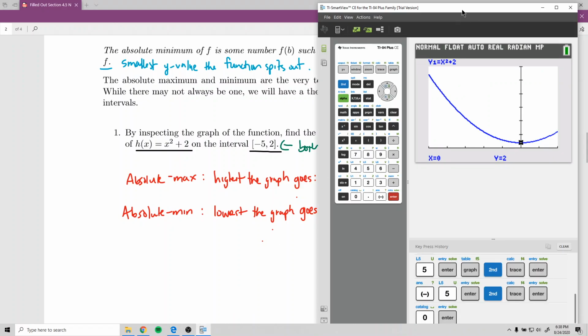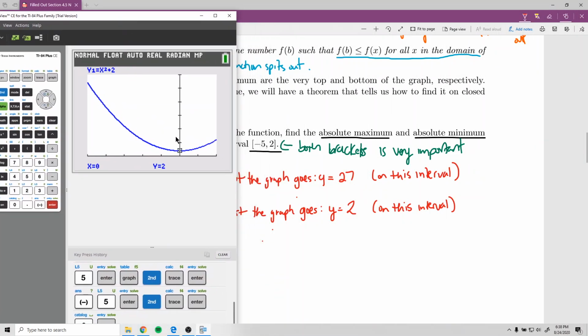Right, now the absolute minimum here occurred at the vertex of the parabola, but we know that this is also called the local minimum because it's the lowest the graph goes around here. And we figured out how to find the local minimums before. That's what section 4.1 is all about. We figured out the local minimums by finding the critical values, making a sign chart, and then going through the process. But one thing that we'll see in this section is when you find absolute maximum and minimums, it's a little bit easier. You don't have to make a sign chart.